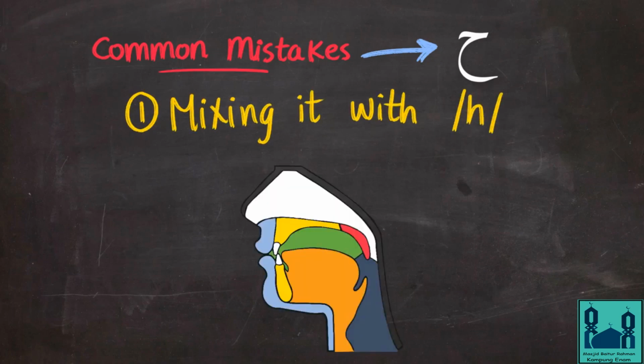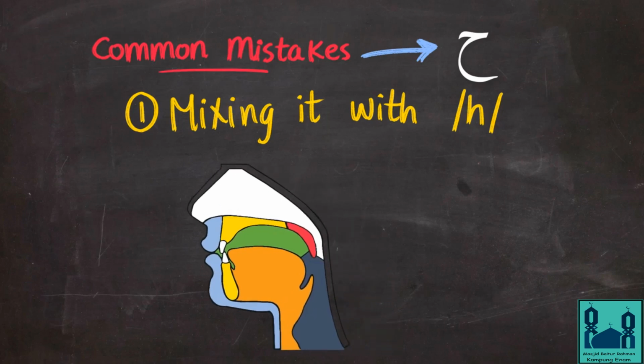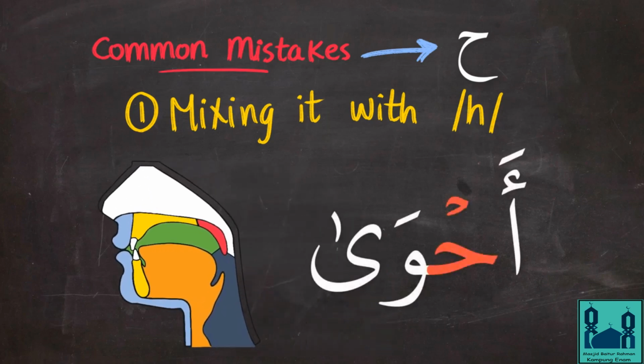Next, the first common mistake of ha is pronouncing it as ha. This happens when you don't push your epiglottis at all, which could probably happen if you're trying the ha sound for the first time, or when you don't have control over your epiglottis yet. Ahwa, ahwa. So it is important to hear the difference, and more important, not to mix them up, because this is a mistake that can potentially change the meaning of the word.